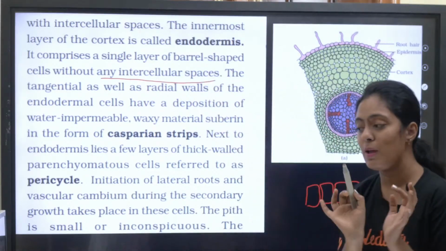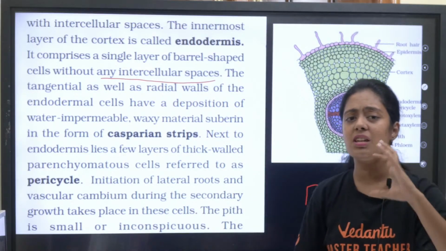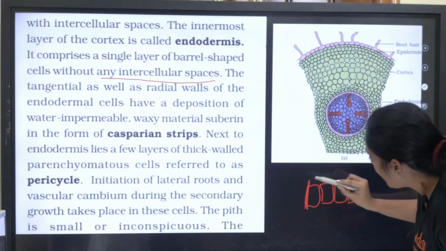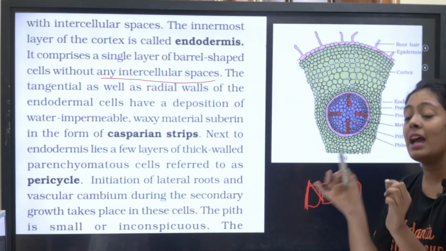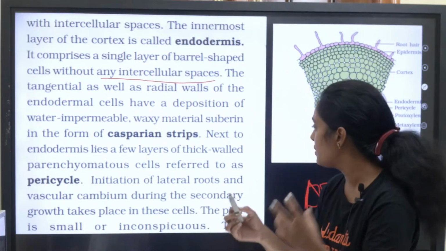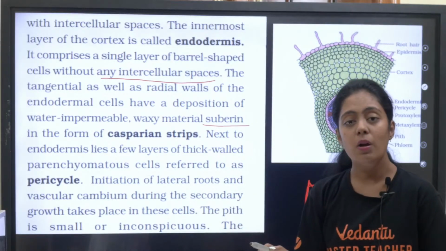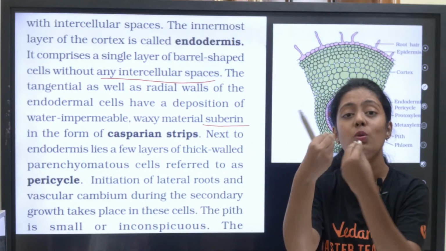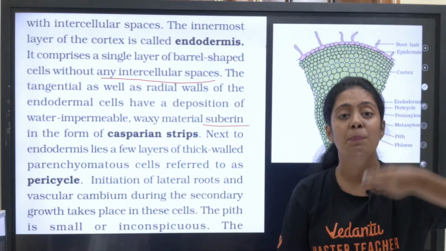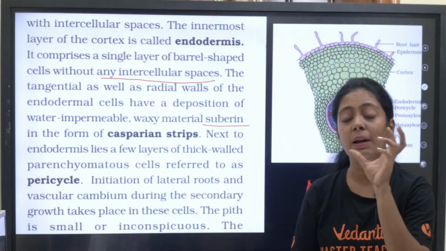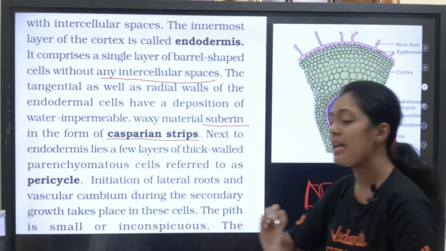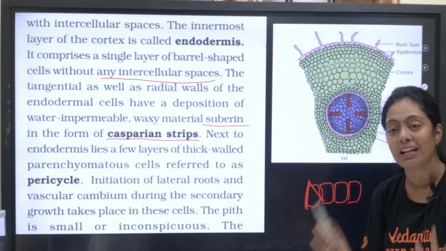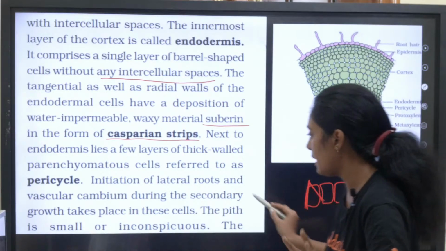Without any intercellular spaces. One interesting thing about this endodermis is that the tangential wall and the radial wall are basically made up of a substance called suberin, which is water impermeable. This does not allow water to enter, so we call it impervious to water, pasangala. That we call the Casparian strip. So where is the Casparian strip present? It is present in your endodermis. Very, very important point.